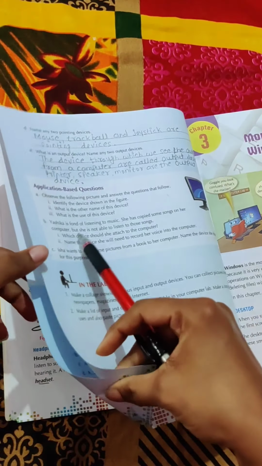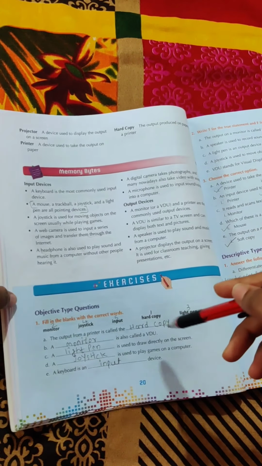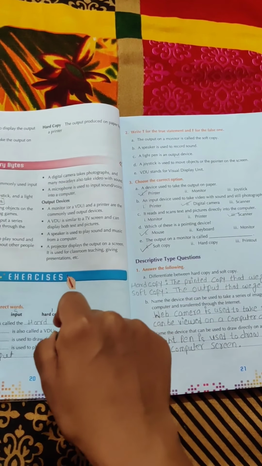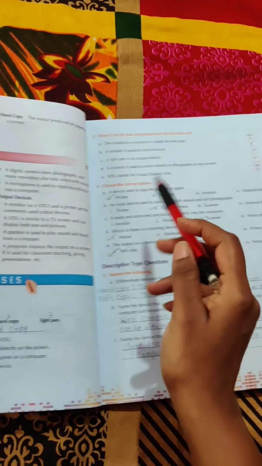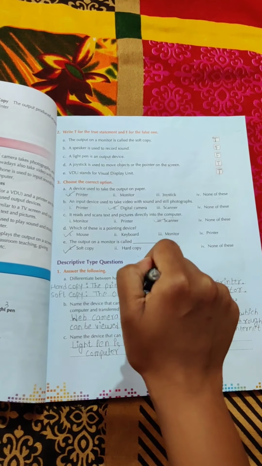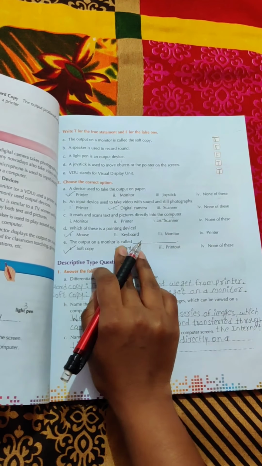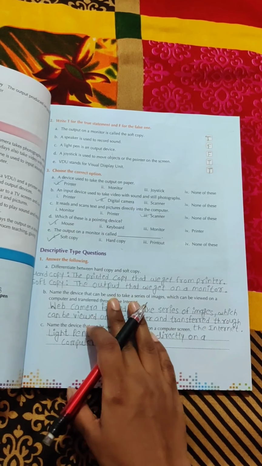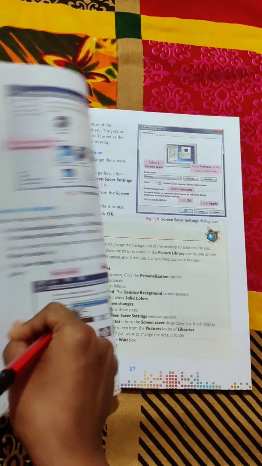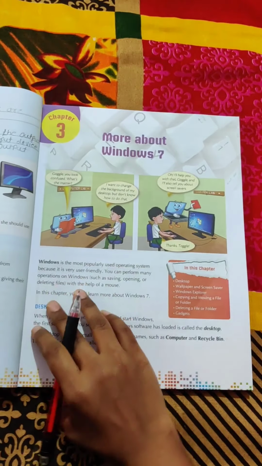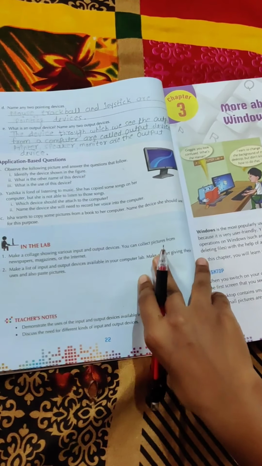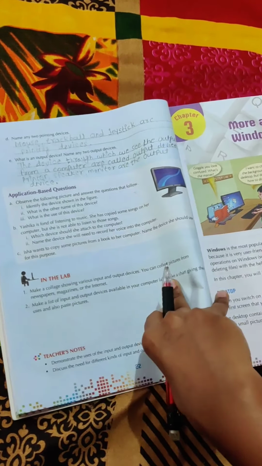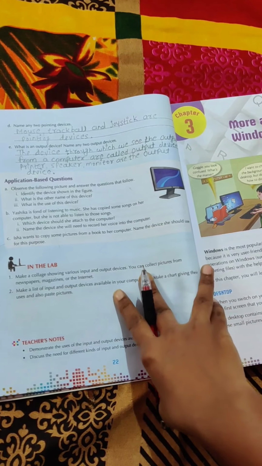Once again, the object type question number 1, filling the blanks, true or false, and choose the correct option: you write these question answers in your textbook. But question number D, the description type, answer the following. There are 5 questions, A, B, C, D and E. You write these in your notebook.